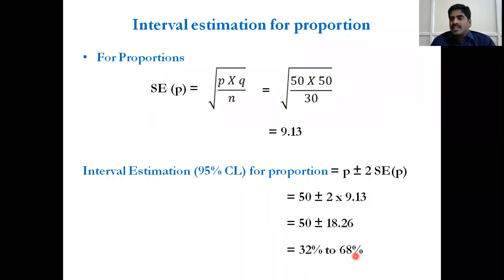What is the point estimation in our sample? Prevalence is equal to 50%. We are estimating the prevalence in the population. The point estimation says that whatever result you get in the sample, you can generalize those results to the population. Point estimation is saying capital P is equal to 50%.